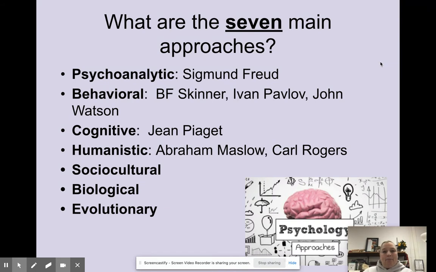So the 7 main approaches are the psychoanalytic theory, invented by Sigmund Freud, the behavioral theory that was invented by B.F. Skinner, Ivan Pavlov, and John Watson, the cognitive theory done by Jean Piaget, the humanistic theory done by Abraham Maslow and Carl Rogers, and then you have the sociocultural theory, the biological theory, and the evolutionary theory. And we'll be looking at some of these famous people a little bit later, okay?